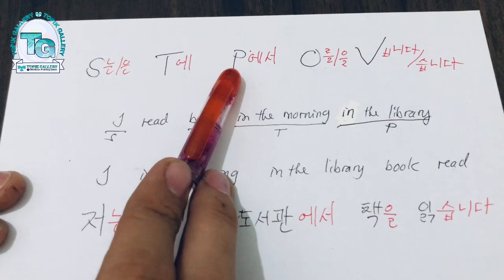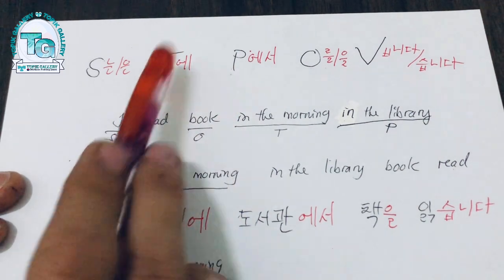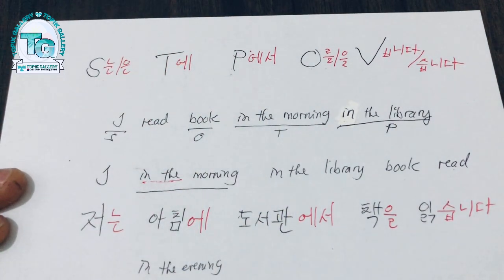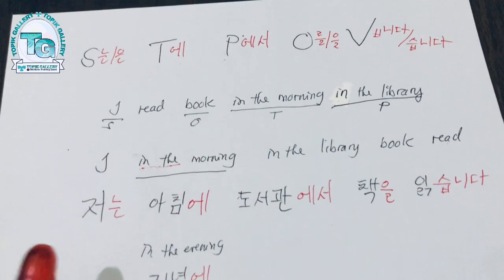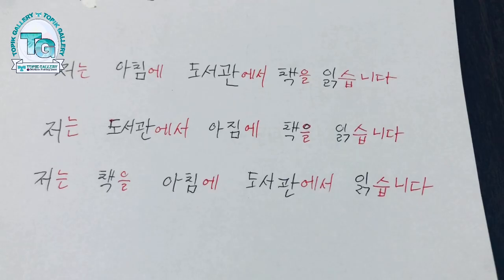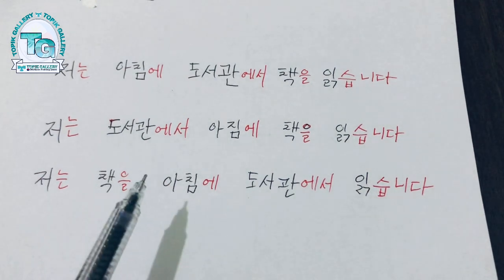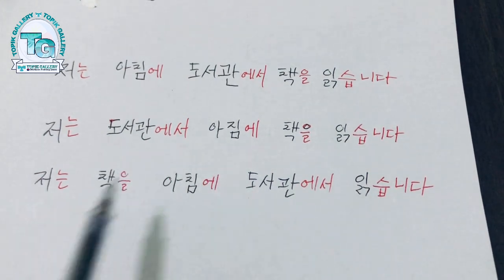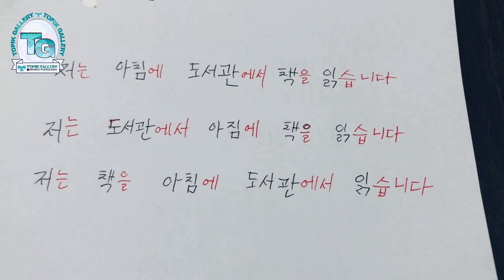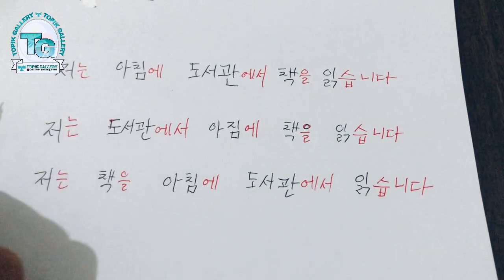Hindi ba pwedeng pagbaliktarin natin? Si place yung mauna, si time yung mahuli? Hindi pa pwede? Okay, so try natin guys, no? So, try natin in this sample. Okay, so let's try to compare these three sentences po guys. No? So dito po yung ginawa ko is iniiba-iba ko po yung arrangement. Okay, so try nating i-identify yung arrangement nila. Okay, let's go first sa first sentence.